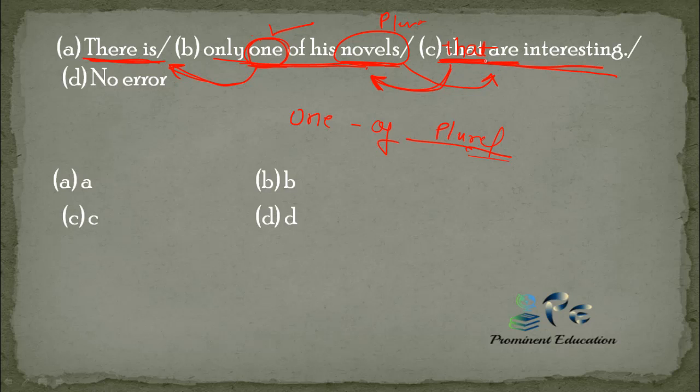I will just tell you the trick to solve this question. Whenever you see such a structure, always see that the one is satisfied with the verb in the first part, and the verb that comes after the relative pronoun is according to your plural noun, which is plural. So this statement is absolutely correct. It has no error.